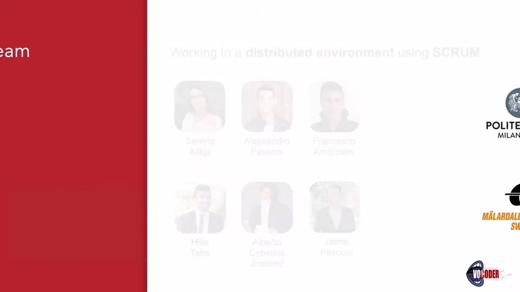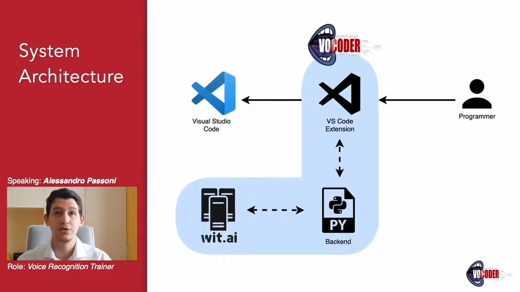In our architecture, you can identify 3 main components. The actual Visual Studio Code extension has UI, a Python backend, and last but not least, our wit.ai voice recognition model. This structure was a deciding factor in the allocation of the responsibilities, and we allocated 2 people at each component. Let's see how it works.